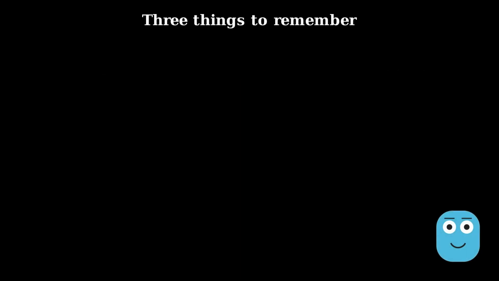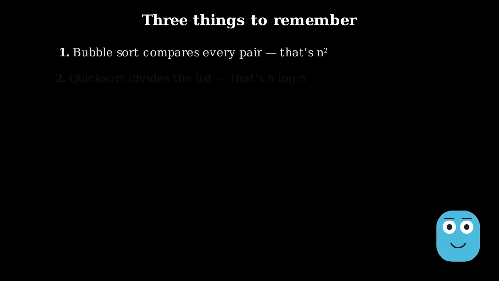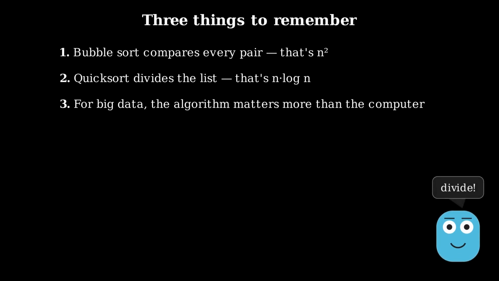So 3 things to remember. 1. Bubble sort compares every pair, which is order n squared. 2. Quicksort divides the list in half, which is order n log n. And 3. Once your data is big, the algorithm you choose matters far more than how fast your computer is.